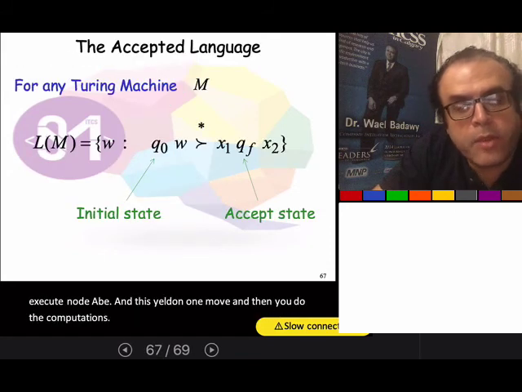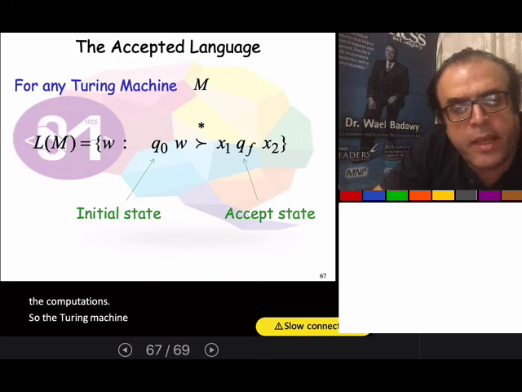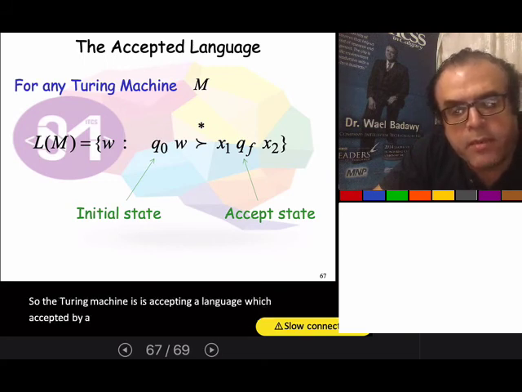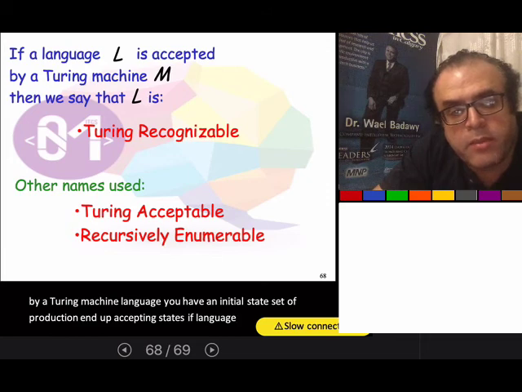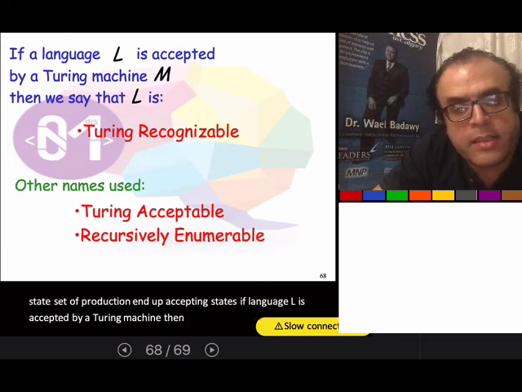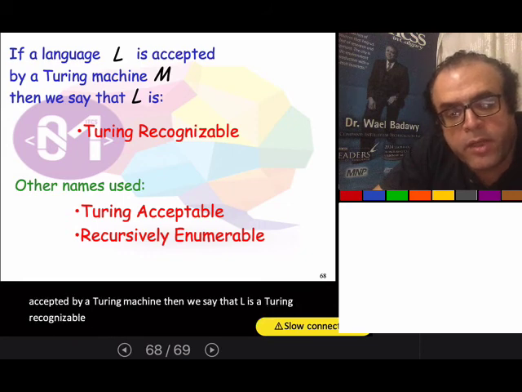So the Turing machine is accepting a language, which is the language accepted by a Turing machine. You have an initial state, a set of productions, and accepting states. If a language L is accepted by a Turing machine, then we say that L is Turing recognizable. Other names are Turing acceptable and recursively enumerable.